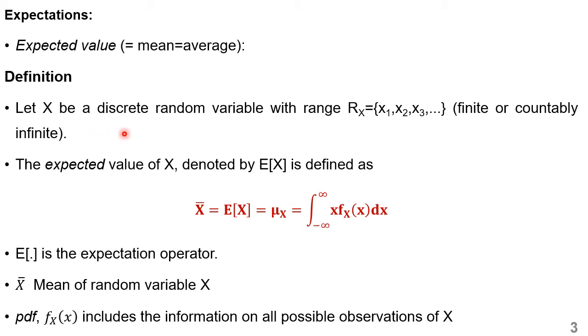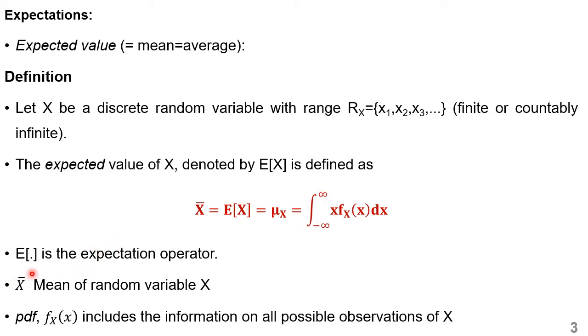Let x be the discrete random variable with range Rx equal to x1, x2, x3, and so on. This can be finite or countably infinite. The expected value of x is denoted by E of x, defined as x bar is equal to E of x is equal to mu x, that is equal to the integral of x fx of x dx with respect to x within the limits minus infinity to infinity.